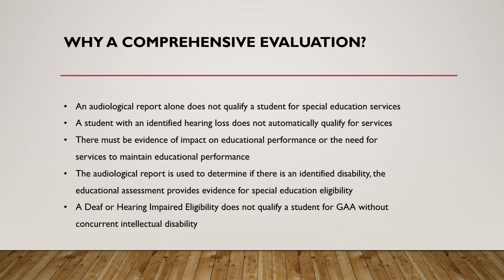There must be evidence of an impact on the educational performance, or the child must need services in order to maintain their educational performance. The audiological report is used to determine if there is an identified disability that the child has, but that alone is not going to qualify the student for special education services. The educational assessment portion of the eligibility is what will actually qualify the student for special education services. Additionally, when we're looking at end of the year testing, a deaf or hard of hearing eligibility does not qualify a student automatically for the GAA unless there is a concurrent intellectual disability.